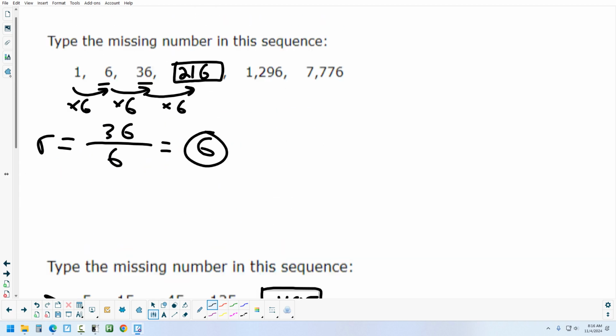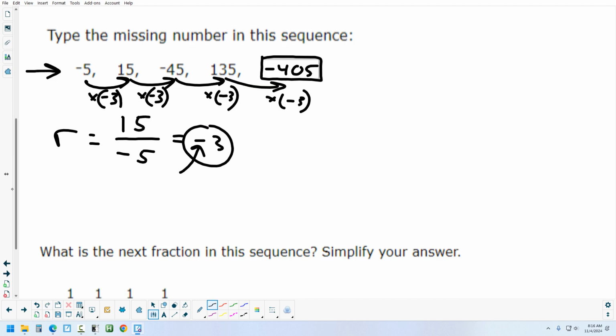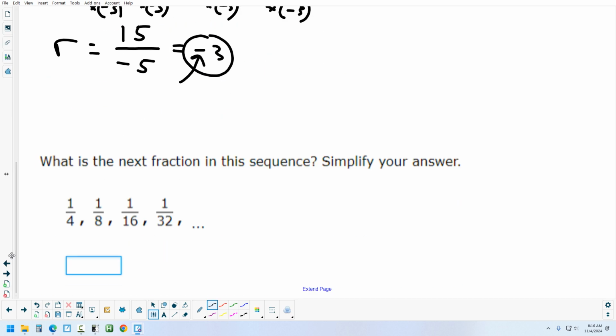Okay, so now we had one that we had all positives. We had one that had switching back and forth. Now we've got one with fractions.